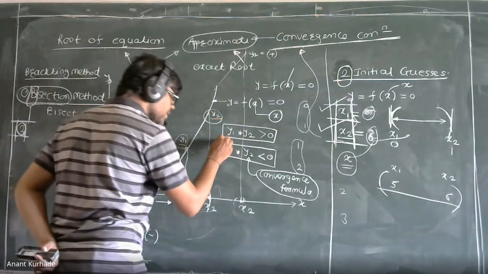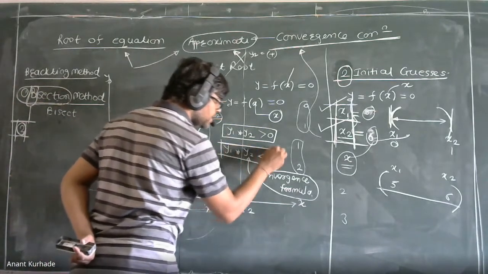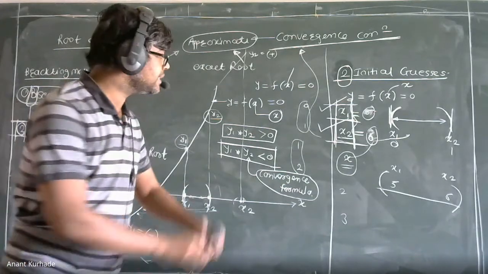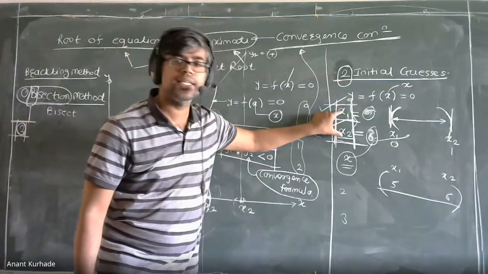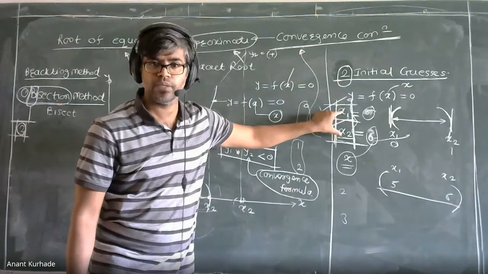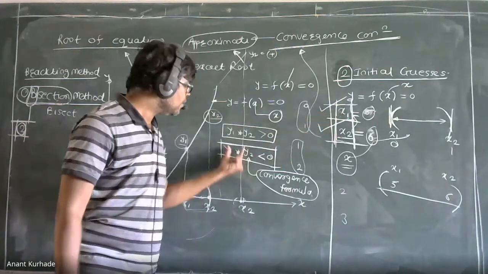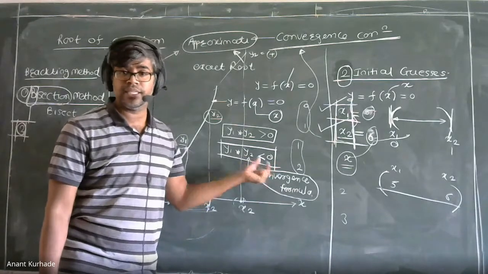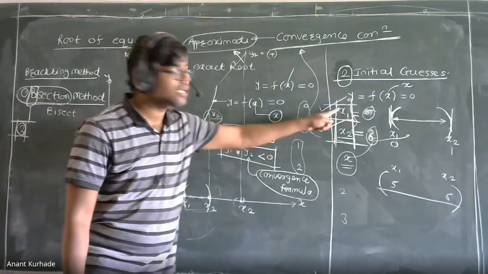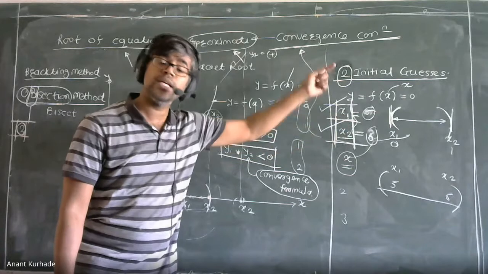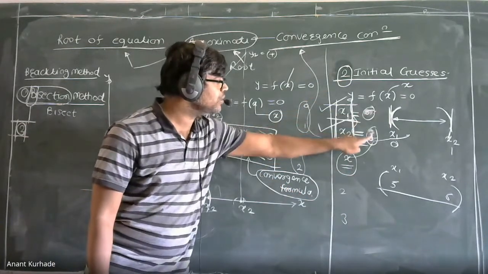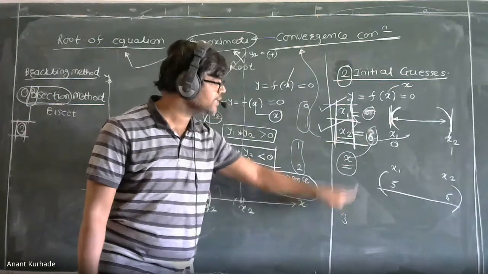The product of y1 and y2 should be less than 0, so that we can say the assumed initial cases are correct. If you find y1 into y2 is greater than 0, then you can say the assumed cases are wrong. Then you have to take new initial cases. Here you have taken 5, 6, so you can start with that.